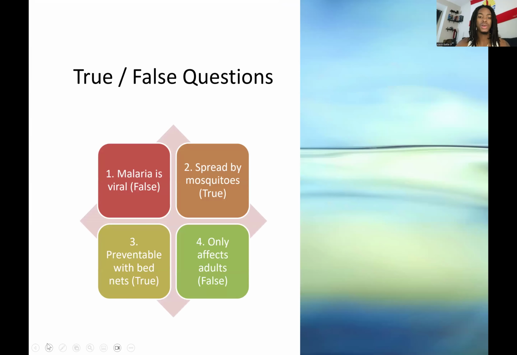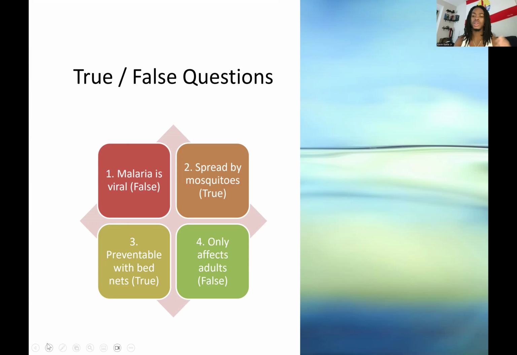All right, so true or false questions. These questions will help reinforce key concepts that I gave during the presentation. Is malaria viral? No, that's incorrect. Malaria is a parasite. Is it spread by mosquitoes? Yes, that is true. Is it preventable with things such as bed nets or other preventative measures? Yes, it is preventable, not entirely, but these are steps you can take to reduce your risk.